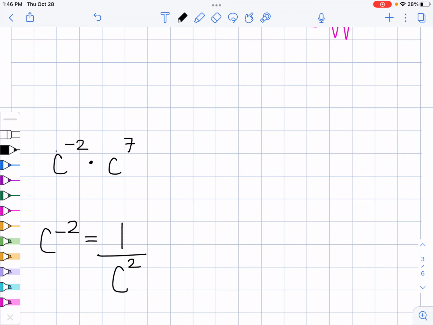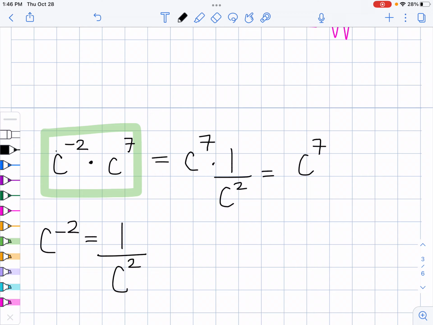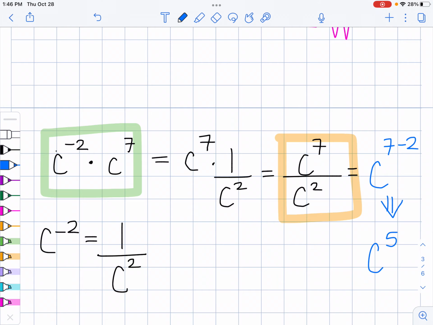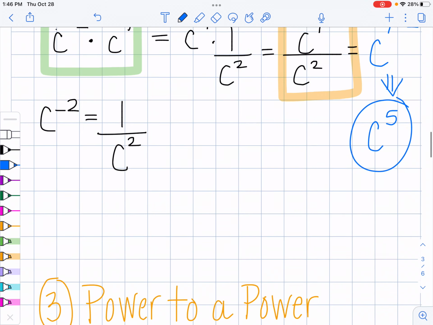So technically this problem right here is division. It's the same as c to the 7th times 1 over c squared, which is c to the 7th over c squared. I know this is a little bit hard, but the concept is the same. Now that I have my division problem written here, I can use my rule. My rule says I take my top exponent and subtract my bottom exponent. So this would be c to the 7 minus 2, I'm running out of space, or c to the 5. Final answer.